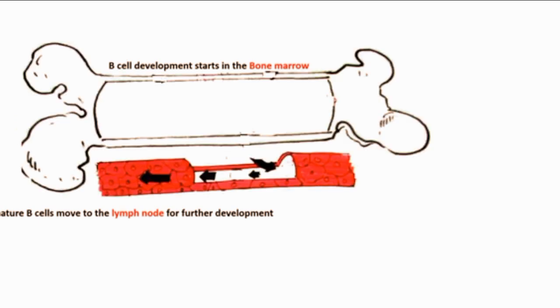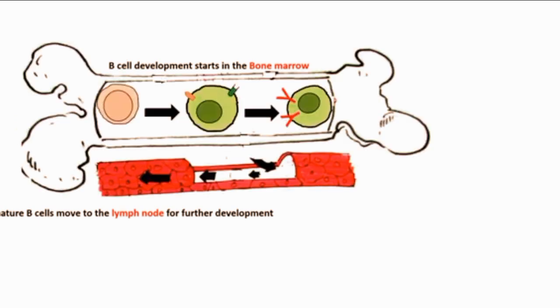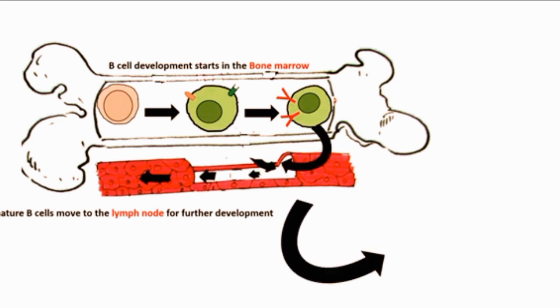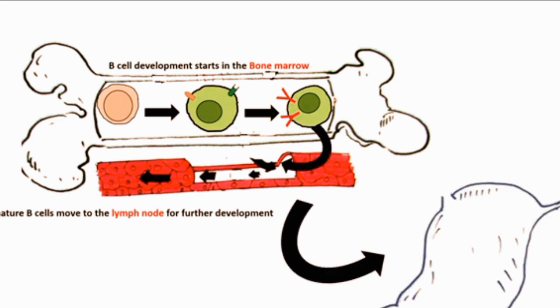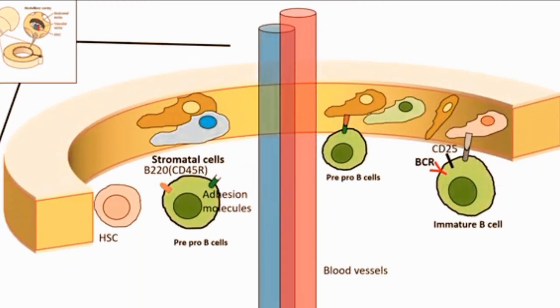Now, B cell development starts in the bone marrow, right? After its development in the bone marrow, it moves to the lymph node where it gets matured and learns how to encounter pathogens. Now, inside the bone marrow, there are vascular niche and endosteal niche where several stages of the B cells could be found. Let us look at which stage of the B cell this VDJ recombination is taking place.